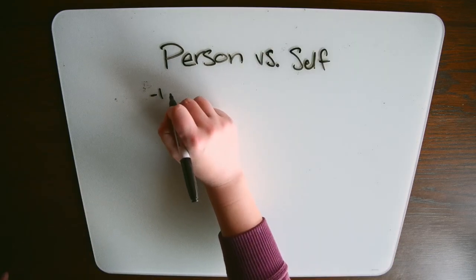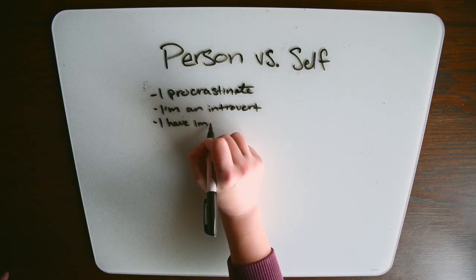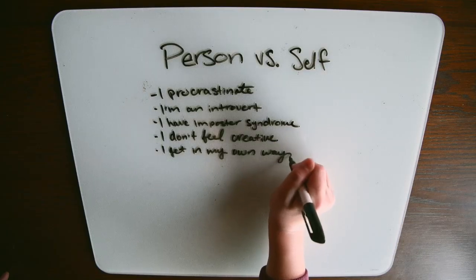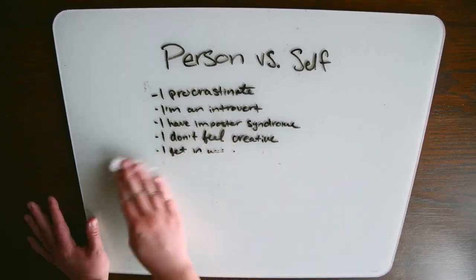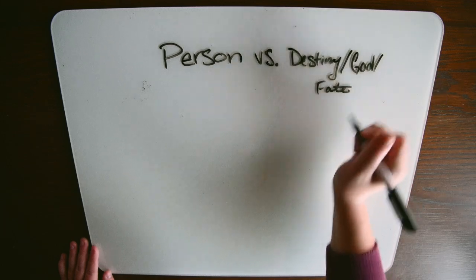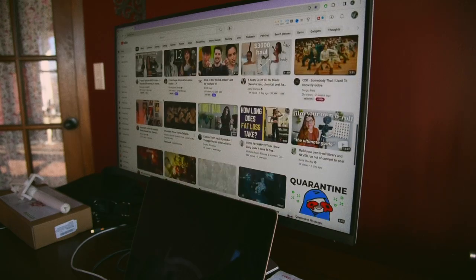Person versus self. This one is promising. I feel like a lot of my videos have conflict just because I'm being dumb, like I'm procrastinating or just literally don't have the skills to do something. So yeah, this one will be good. The last one is person versus destiny or God or fate. I feel like a lot of these would just go into society or self. Okay, so that wasn't as helpful as I thought it was going to be.